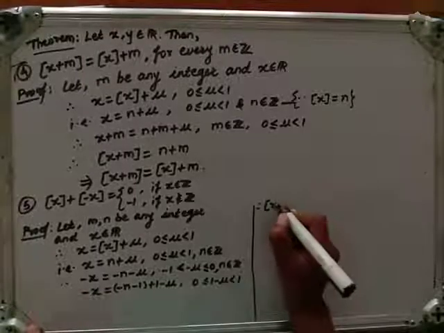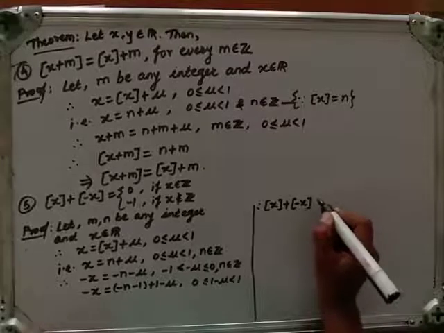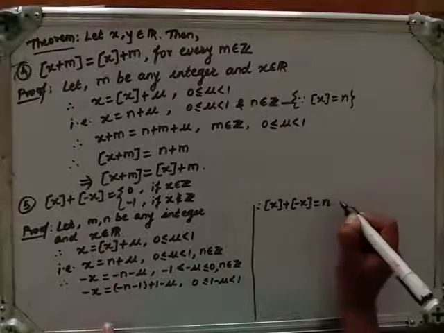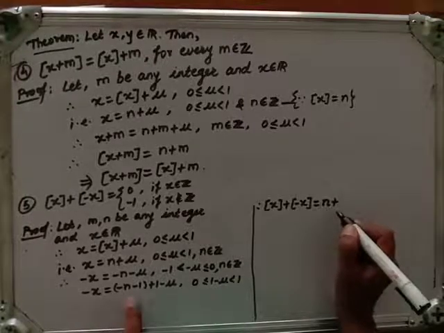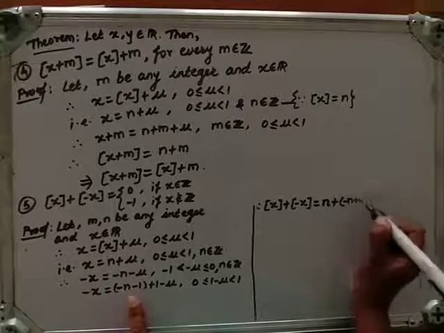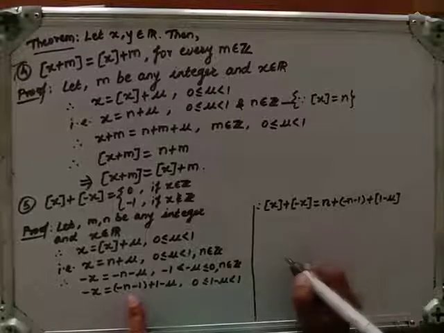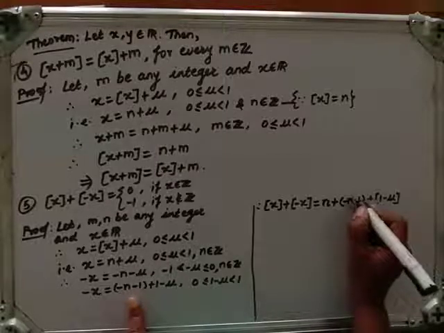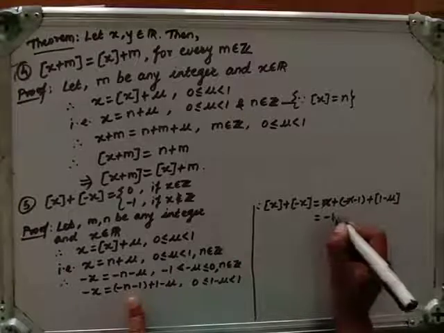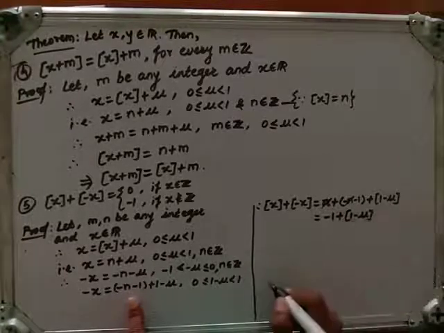Therefore, the greatest integer function of x plus the greatest integer function of minus x. What do they give? The greatest integer function of x is n. And the greatest integer function of minus x is minus n minus 1 plus the greatest integer function of 1 minus mu. Now this n and minus n get cancelled. Here it is equivalent to minus 1 plus the greatest integer function of 1 minus mu.